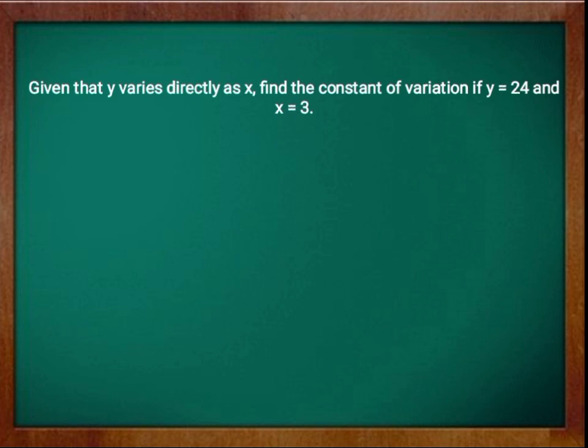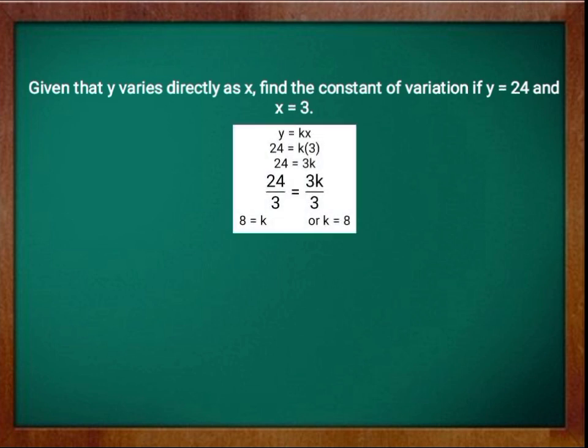Now let's move on. Given that y varies directly as x, find the constant of variation if y is equal to 24 and x is equal to 3. So we will use the expression of direct variation, which is y is equal to kx. So we will plug in the given values of our problem. So our y is equal to 24, and our x is equal to 3.